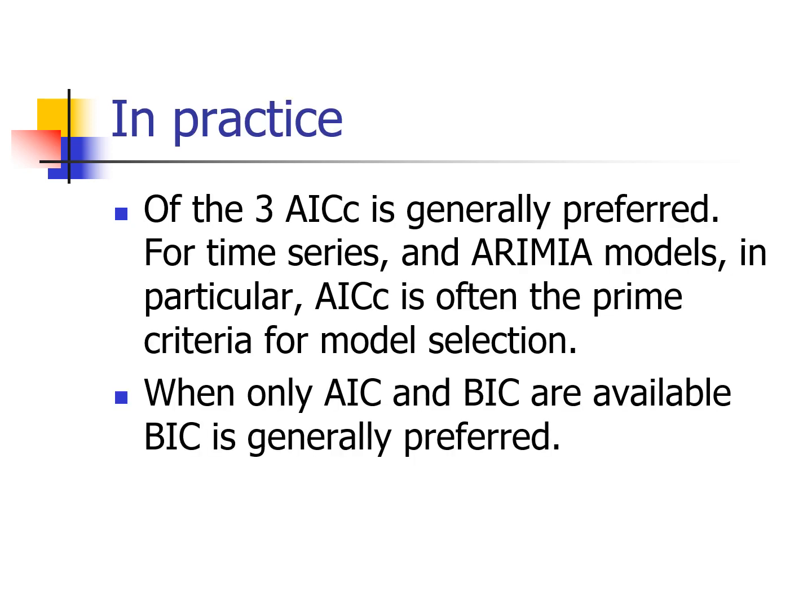So in practice, of the three, the corrected IC is the preferred one. For time series and ARIMA models in particular, the corrected IC has been shown to work really, really well. When only IC and BIC are available, BIC is generally preferred. I believe the time series forecasting system does not do the corrected IC. So in that case, we're going to pick the BIC, which I think is listed as the Schwarz-Bayesian information criteria.